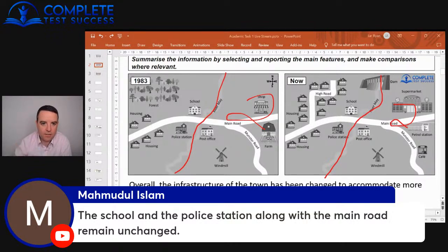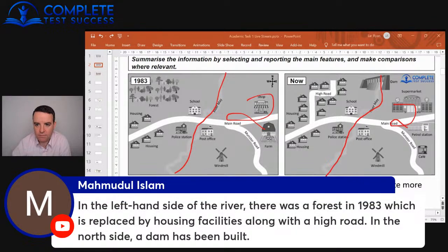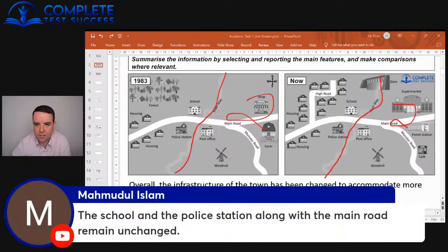Yep. And then again, you've forgotten those 5 houses that were there. So give a more specific location of the school and police station. And don't forget to mention those houses again, so that the fact that they were there in both maps, we need to mention that. We can't ignore that.